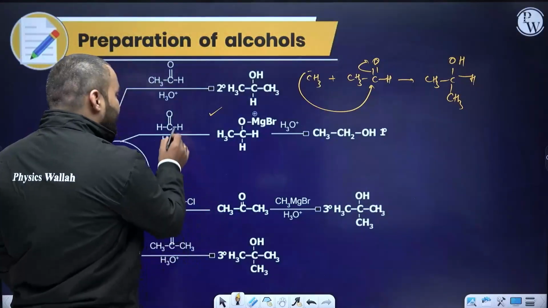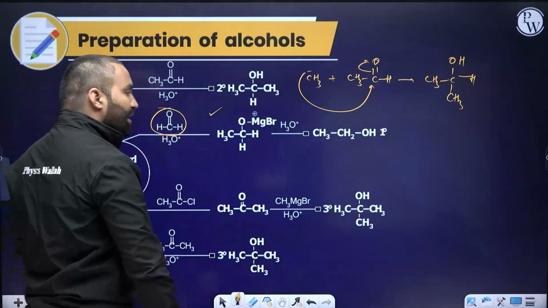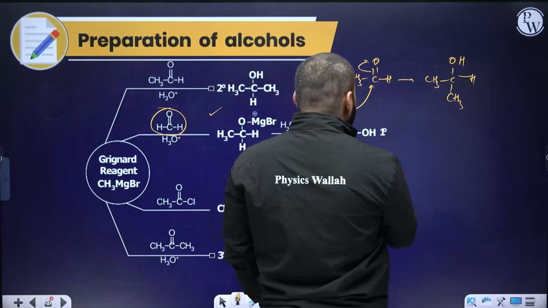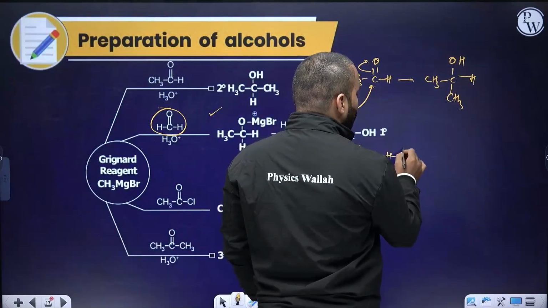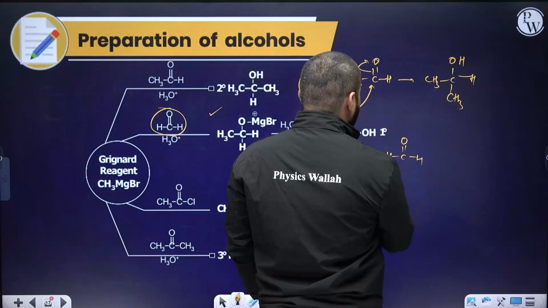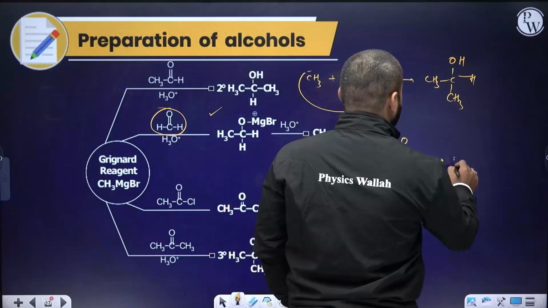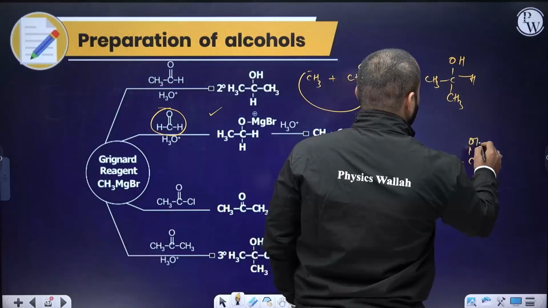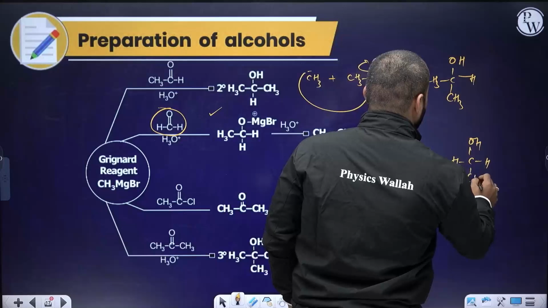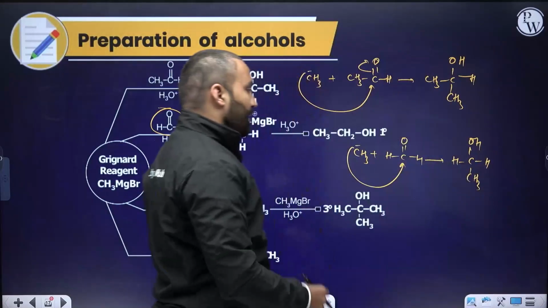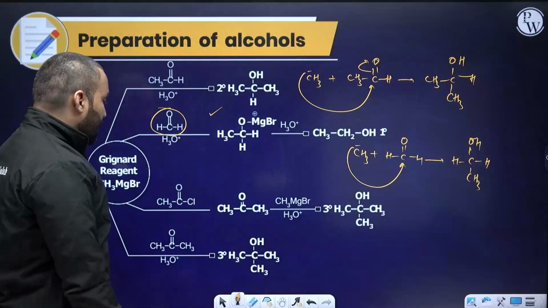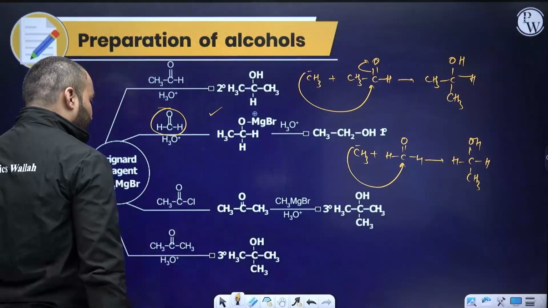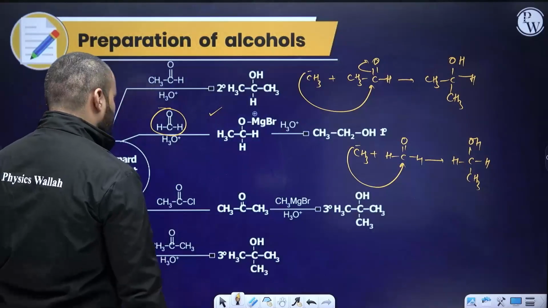Okay, now let's take just formaldehyde. If I take formaldehyde, what's going to happen? CH3 minus attacks on H, C double bond O, and you will generate a primary alcohol. Wow, primary alcohol is obtained. Clear everybody? This is a very important reaction. I would like to go on the next page to explain it to you.